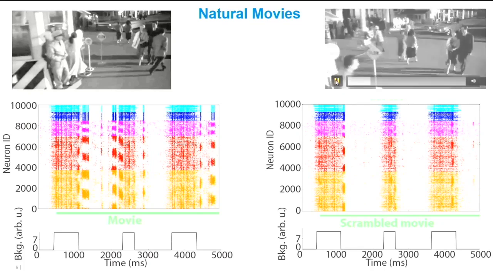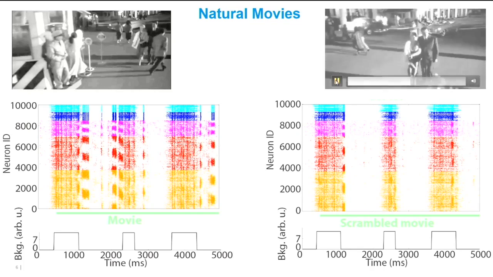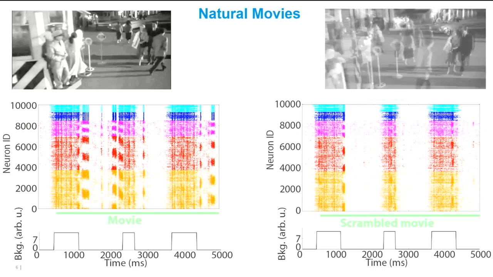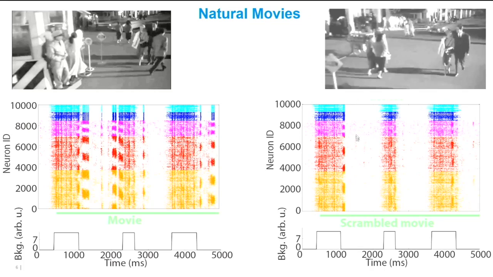However, in this case, the different frames of the movie have been scrambled randomly. And in this case, in contrast, when you look at the spike rasters, you see that the responses are not as temporally precise. And in fact, the responses in this case resemble more closely spontaneous activity as opposed to the more detailed structure that you see in the plot on the left.